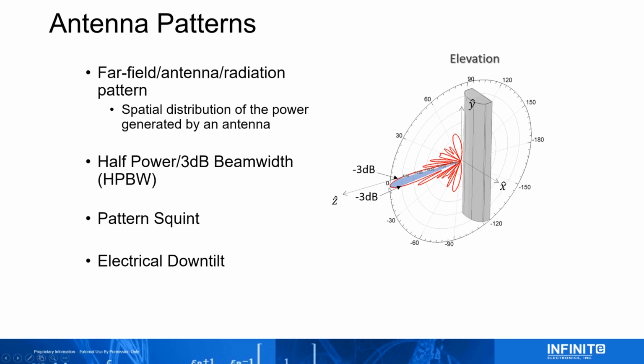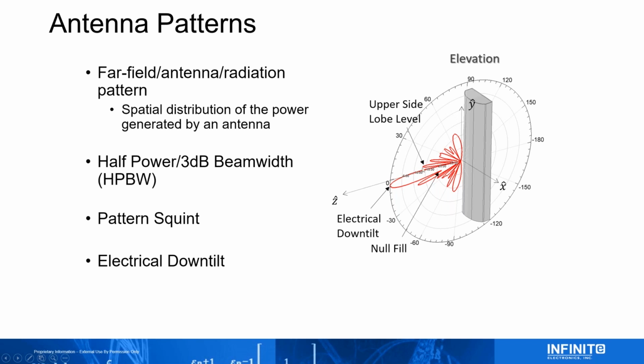And you can see here it's actually pointed down a little bit. So that's the electrical down tilt. This thing has probably about a 5-degree electrical down tilt. That means that the main beam in the elevation pattern is actually pointing towards the ground about 5 degrees, and that's good for getting coverage a little bit closer to the tower and avoiding interference.